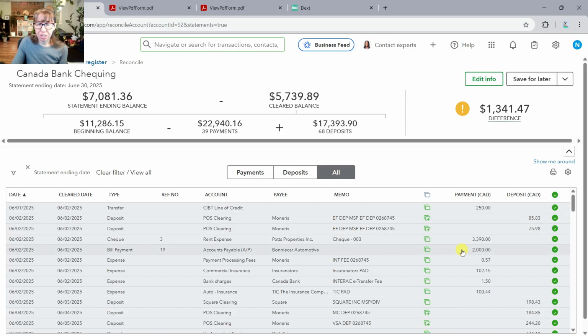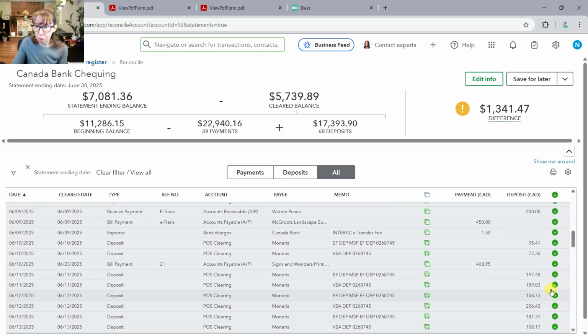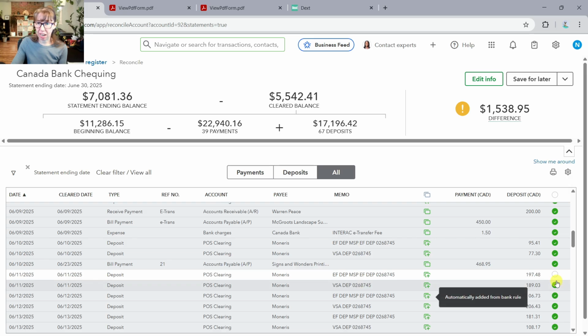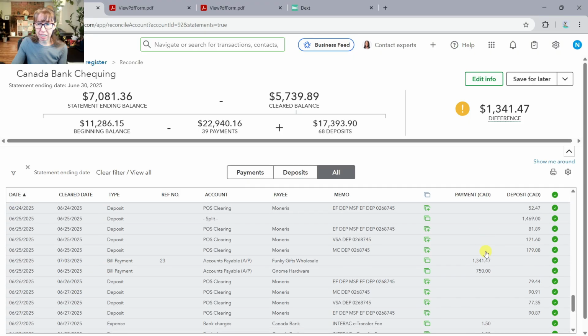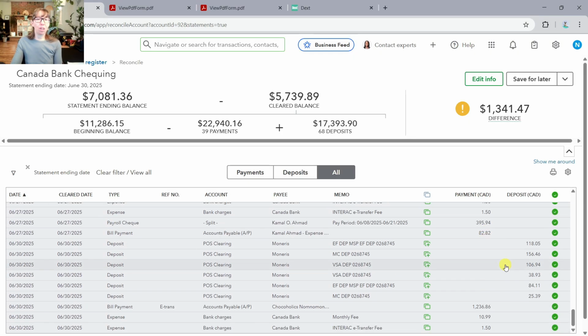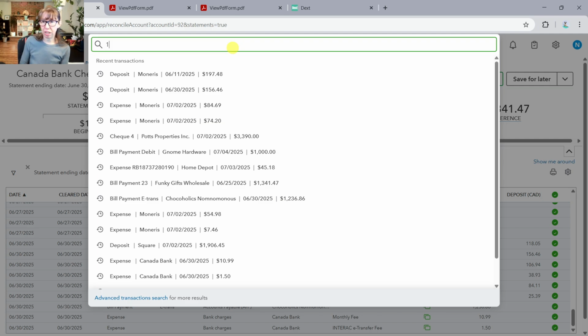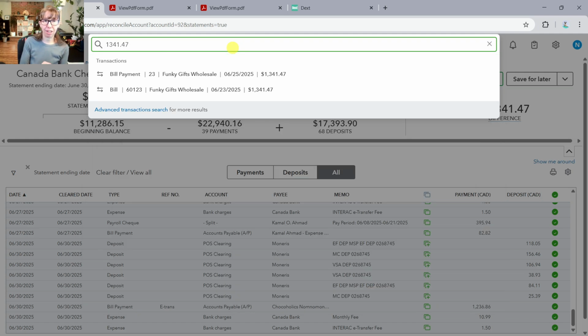So the first thing I like to do is just scan for any uncleared items. I call them white lines. So I'm scanning for white lines. I call them white lines because if it's uncleared with a check, there's a bright white line. So I'm going to look for any uncleared items or white lines, and I don't see any. So another thing that we can do is search up that number, which was 1341.47. And we actually see that there is a bill payment dated June 25th for a bill that was dated June 23rd. So that's a clue.